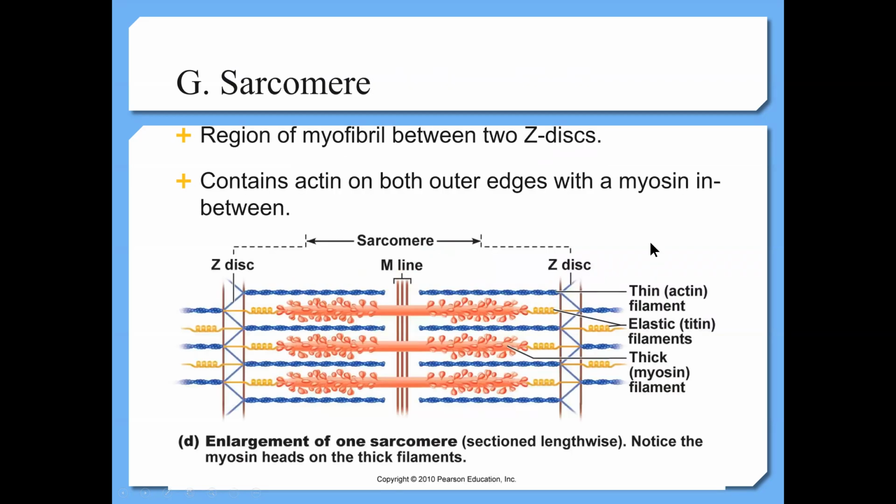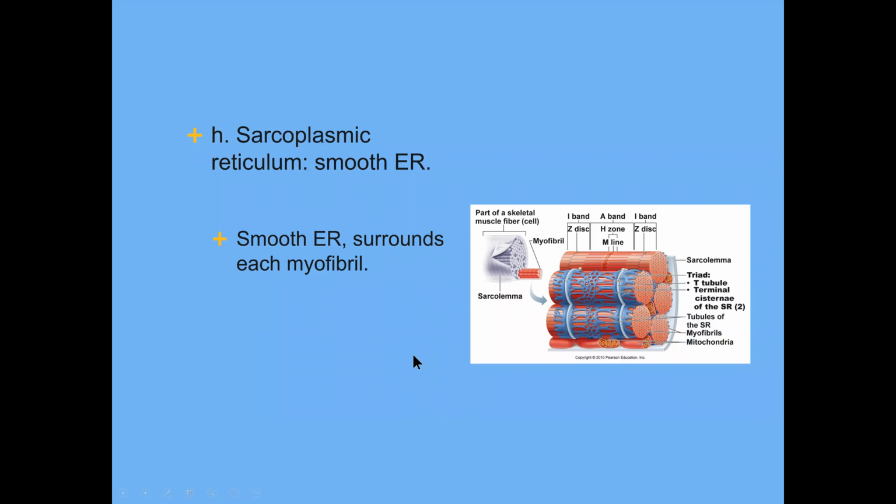And so between two discs, we just keep going over and over again. This is the same picture. This is a sarcomere. The functional unit of a myofibril is from one sarcomere to the other sarcomere. The sarcoplasmic reticulum is smooth endoplasmic reticulum. It is not rough. The major function is to store calcium.